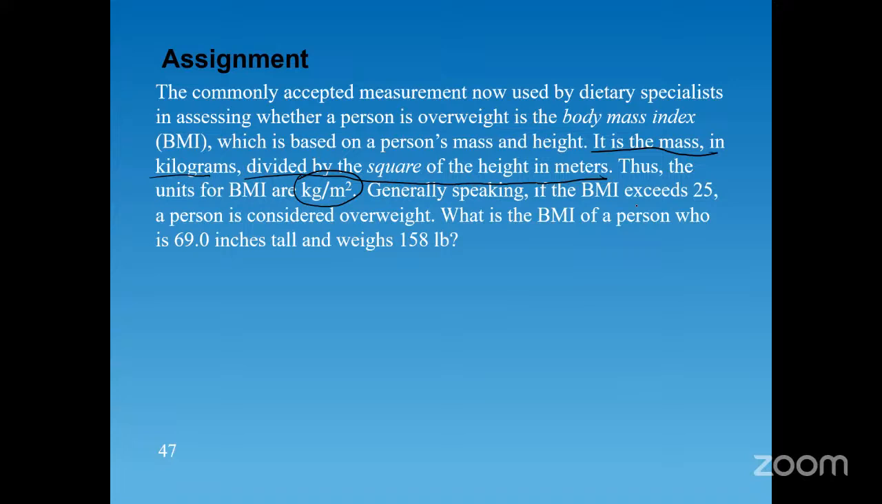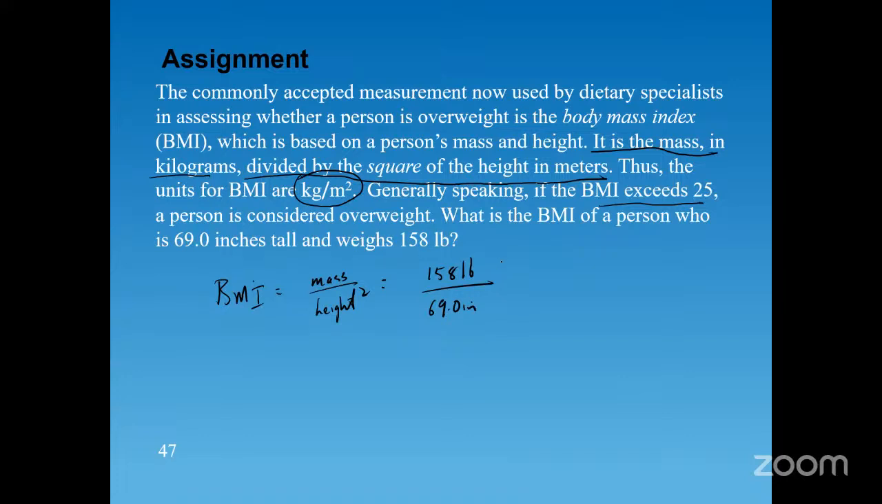So they're saying, for example, if the BMI exceeds 25, then the person is considered to be overweight. So the question is asking here, what is the BMI of a person who is 69.0 inches tall and weighs 158 pounds? So as we said before, BMI would be equal to the mass divided by the height squared, right? So the mass of this person is 158 pounds, and the height is 69.0 inches, all right?